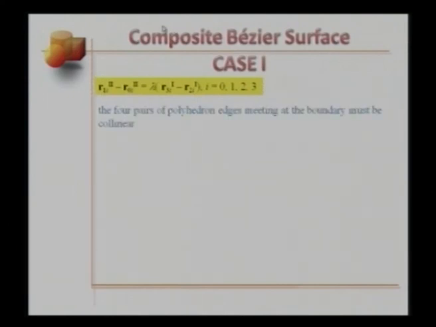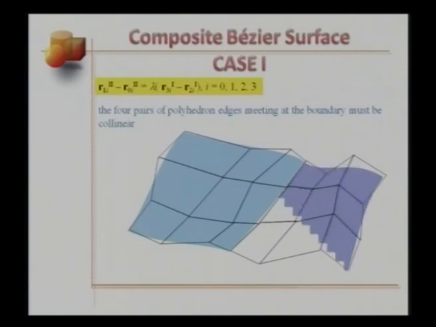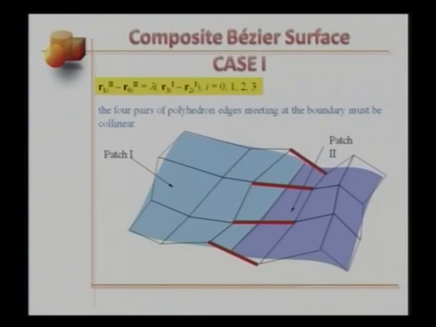Geometrically, what this condition means is that the four pairs of polyhedron edges meeting at the boundary must be collinear. So this is the first bicubic patch. This is the second Bezier bicubic patch. These four lines must be collinear. From position continuity, we had already seen that this was a common polyline between these two patches.